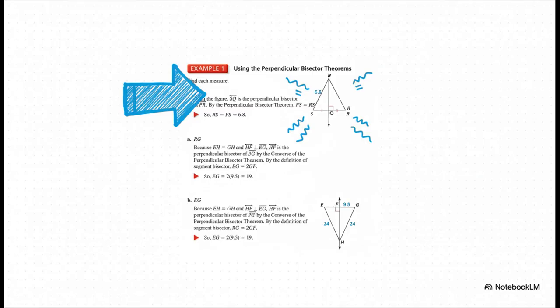First puzzle up. So what are we looking at here? I see a right angle symbol, and those little tick marks, they're telling me the line segment is split right down the middle. That's our flashing sign that we've got a perpendicular bisector. So the theorem says any point on that line, like point S, has to be the same distance from P and R. So if PS is 6.8, RS has to be 6.8.